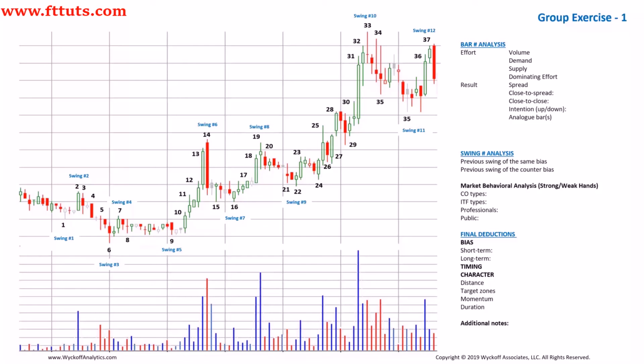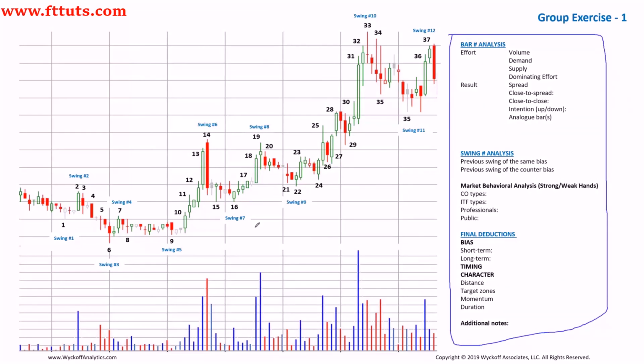Thirdly, for the homework, this is the type of analytical structure that I want you to have. And as you analyze, the homework is going to be to analyze the rest. I want you to analyze all of the bars and all of the swings. You don't have to do it all at the same time. You could do this at your own pace.